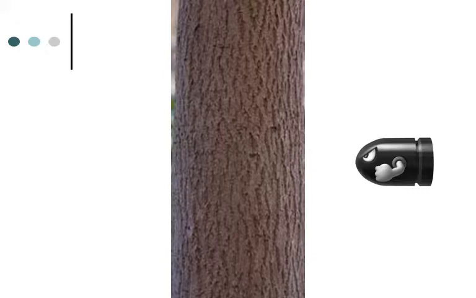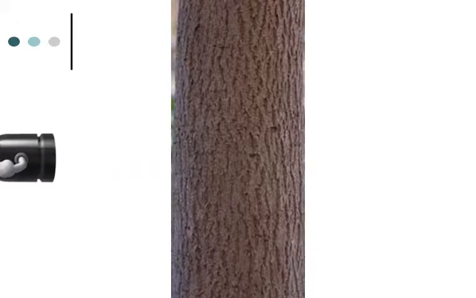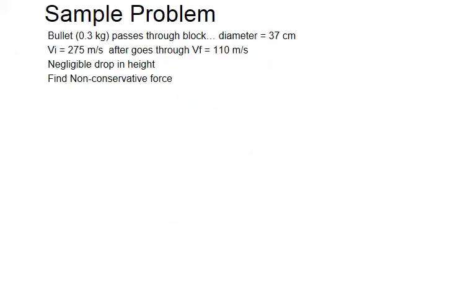All right, so let's go ahead and consider this situation with a bullet that goes into and through a tree, okay? So let's say that the bullet passes through the block, diameter of 37 centimeters, and let's say the initial speed of the bullet is 275 meters per second, and after it goes through, it's slowed down to 110 meters per second.